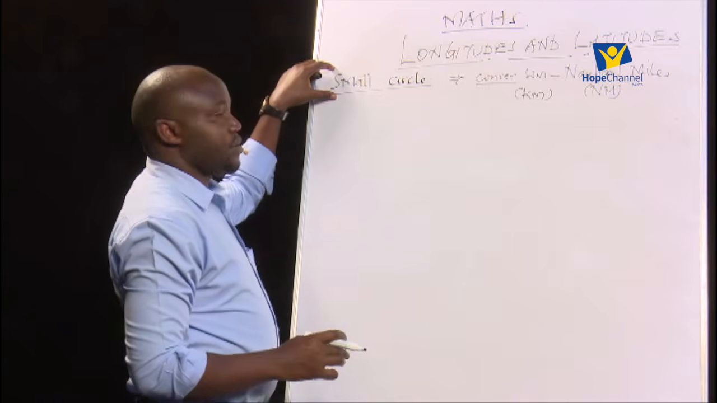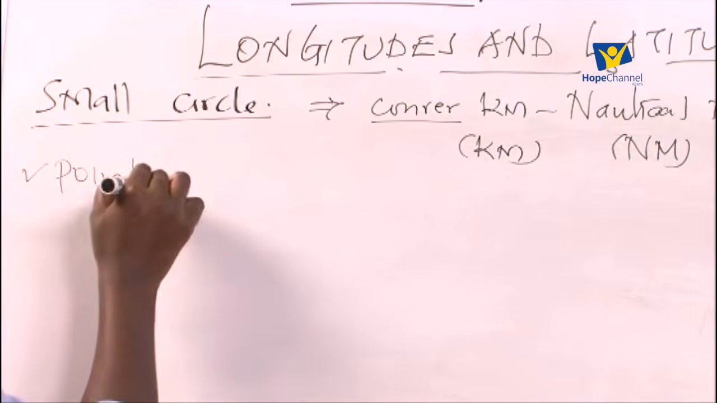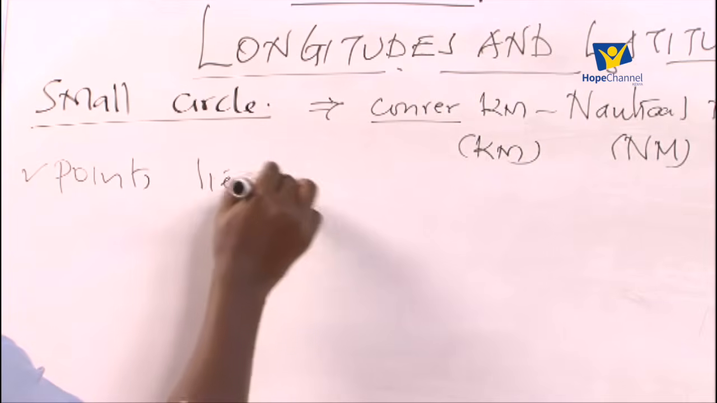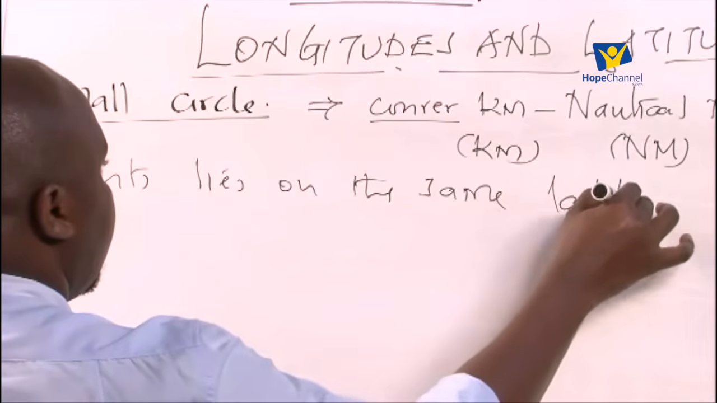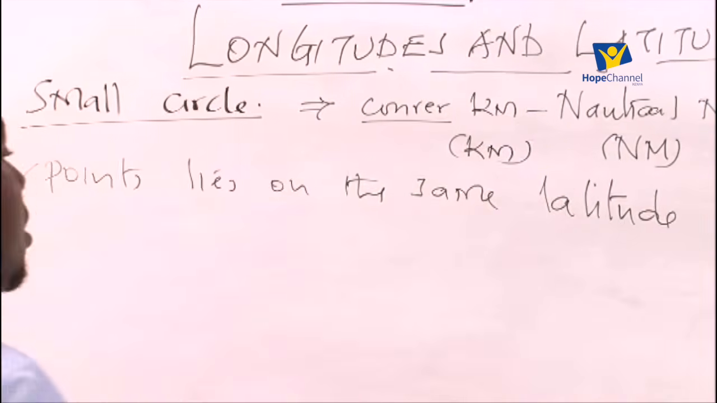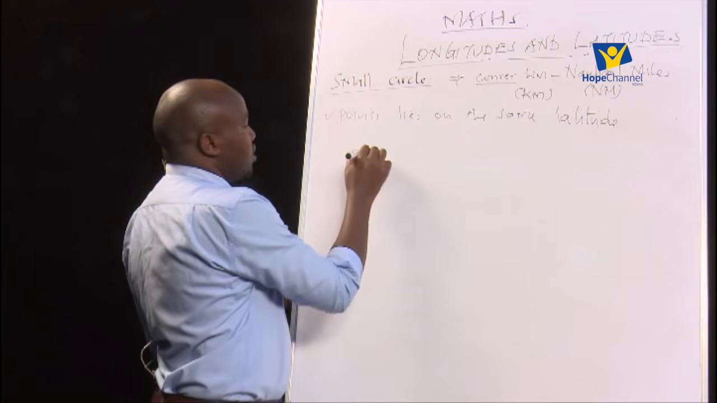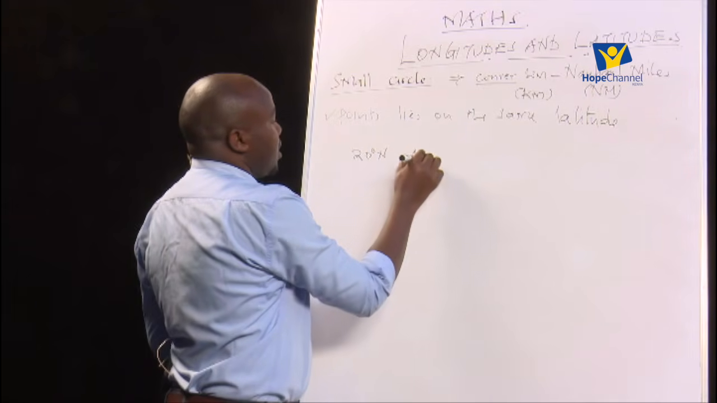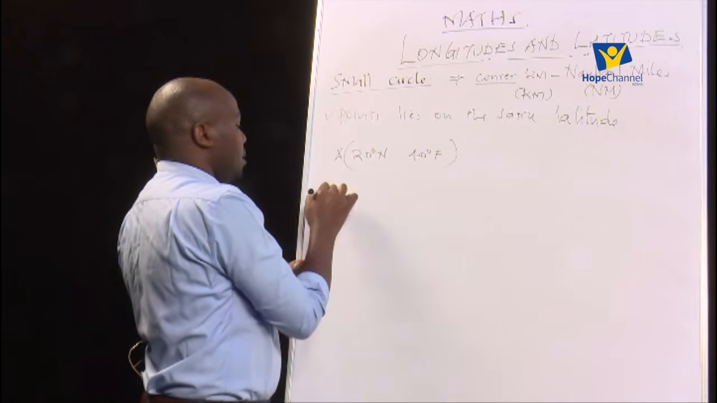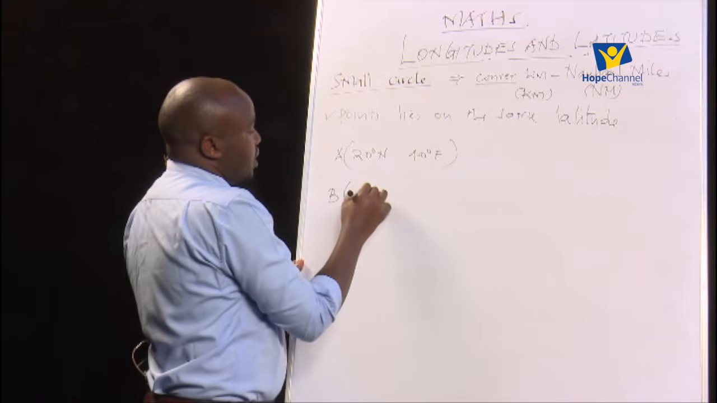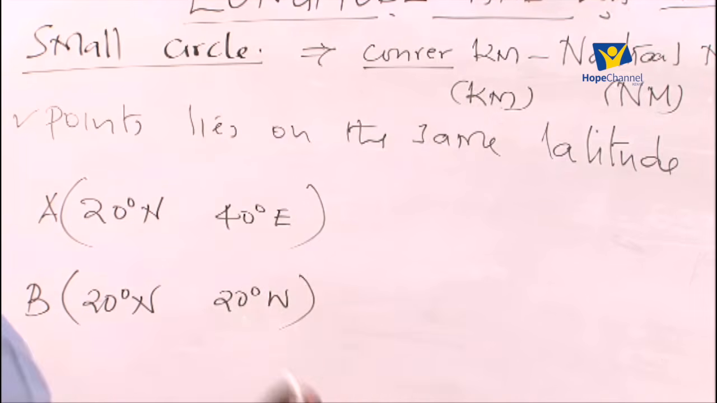A small circle is the opposite of the great circle. It means the points lie on the same latitude. The points lie on the same latitudes. For example, if I have 20 degrees north, 40 degrees east as my point A, and point B, 20 degrees north and 20 degrees west, for example.